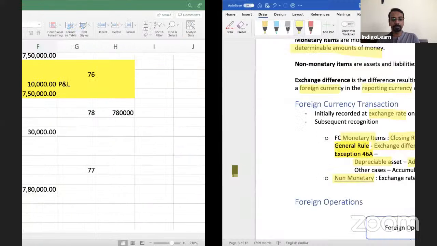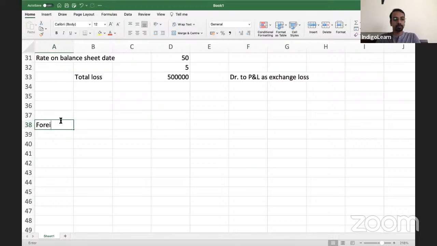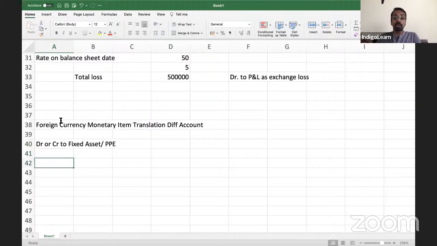FCMI TDA is, just write it here, foreign currency monetary item translation difference. Now, what does this mean? If the entity chooses to apply this para 46A option, if it is a depreciable asset, you will either debit or credit to the corresponding fixed asset or PPE. If it is not a depreciable asset, then you will accumulate this difference, you will debit or credit the difference to FCMITDA account.